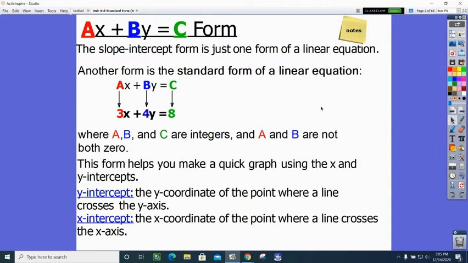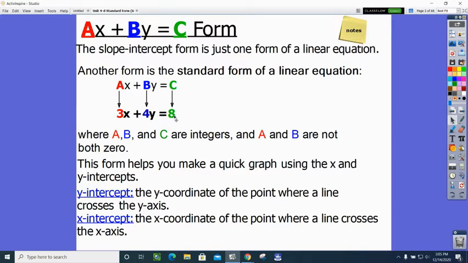So the slope-intercept form, y equals mx plus b, is just one form of a linear equation. Standard form is another way that we can write it. So basically, if we take a look at this one, this time the y isn't by itself. Notice the x term and the y term share the same side, and the constant is by itself.